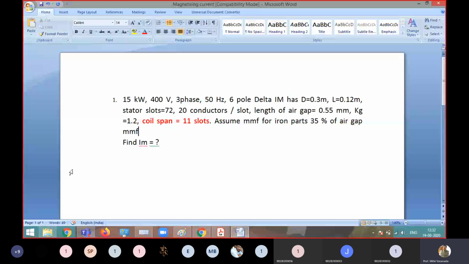So obviously the flux density will not rise to that value, because the reluctance of the iron part is much less than the reluctance of the air gap. That's why this assumption is important.